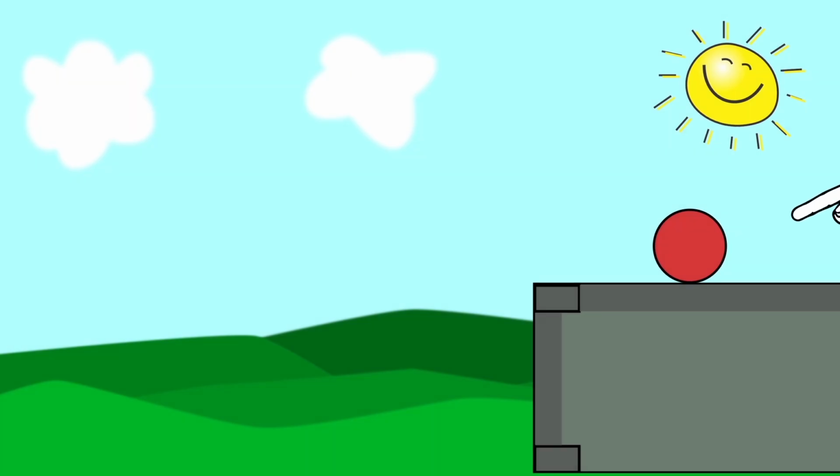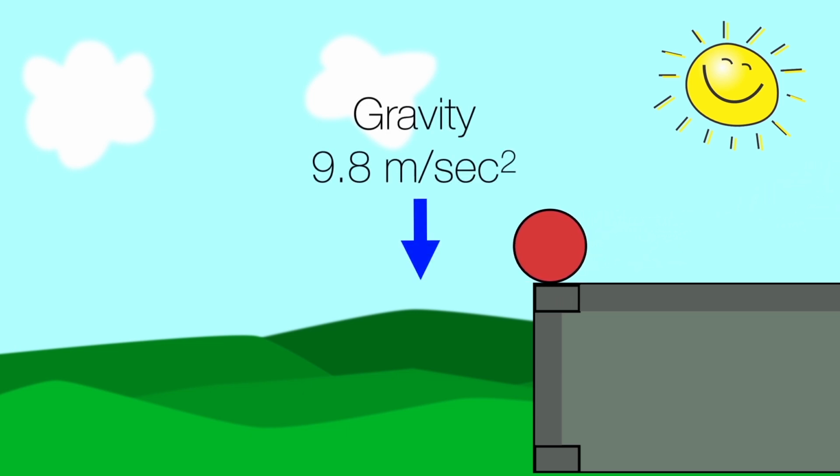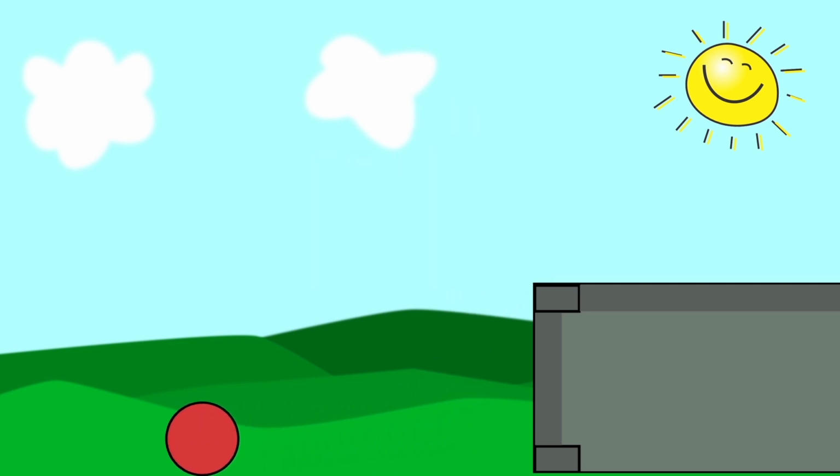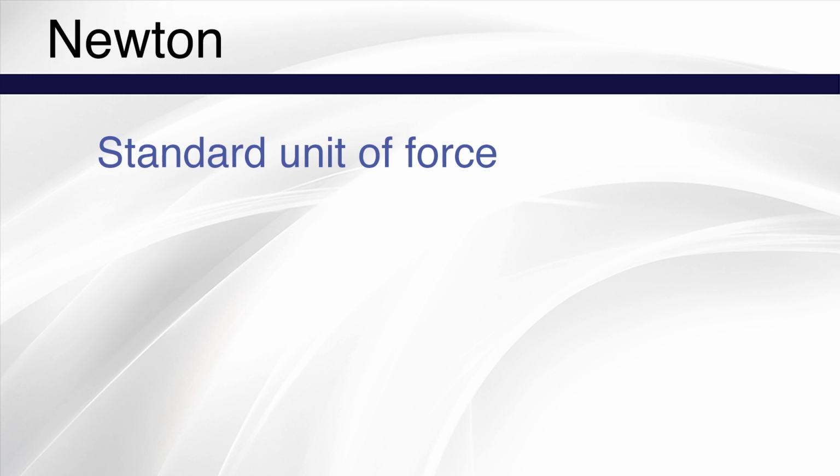Force is any interaction on an object that, if unopposed, will cause it to move. An example is gravity, which acts on objects to pull them towards the ground at a rate of 9.8 meters per second squared. Because gravity is constant across the Earth, scientists developed a standard for force called the Newton.